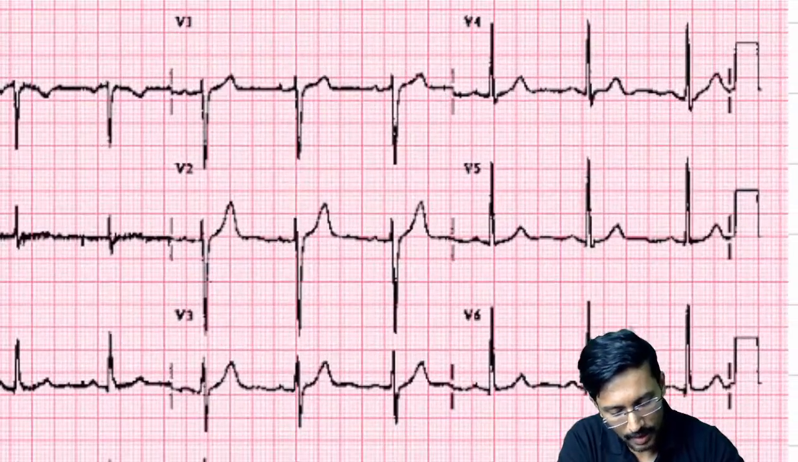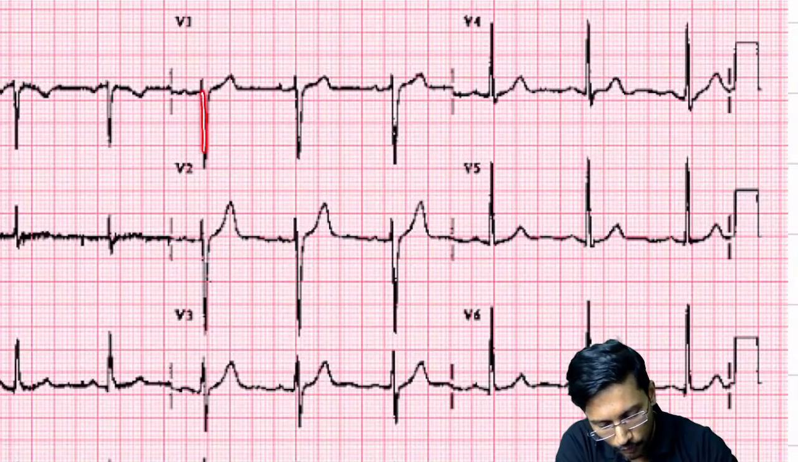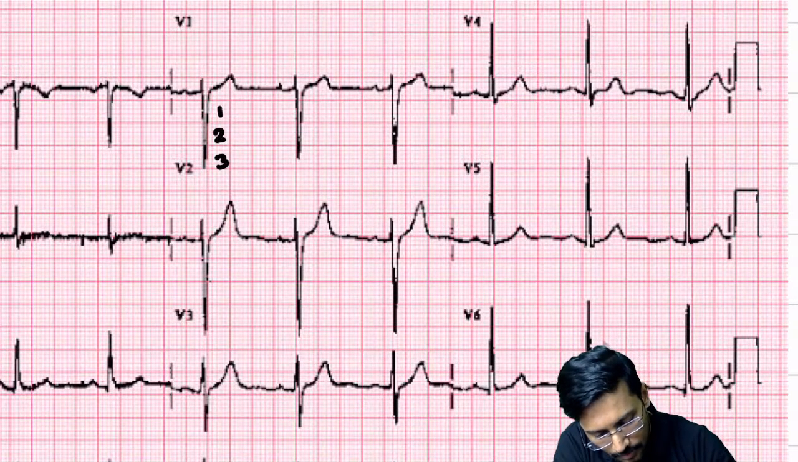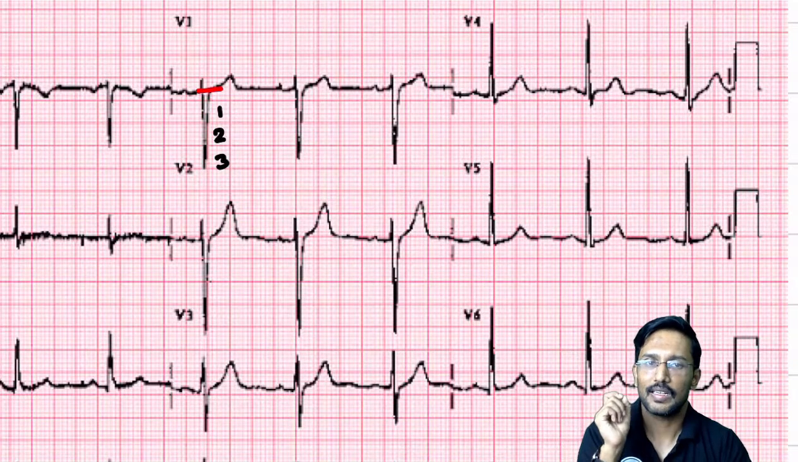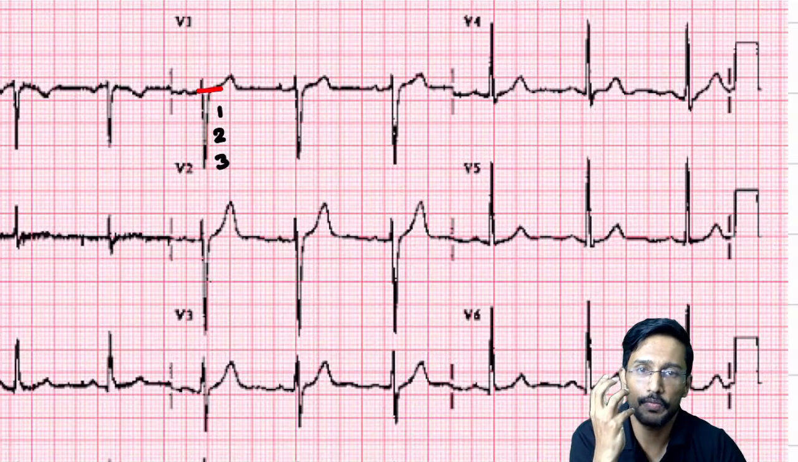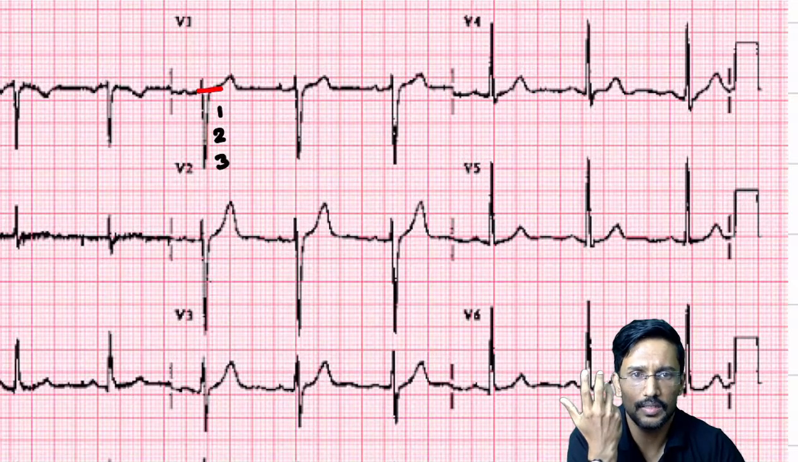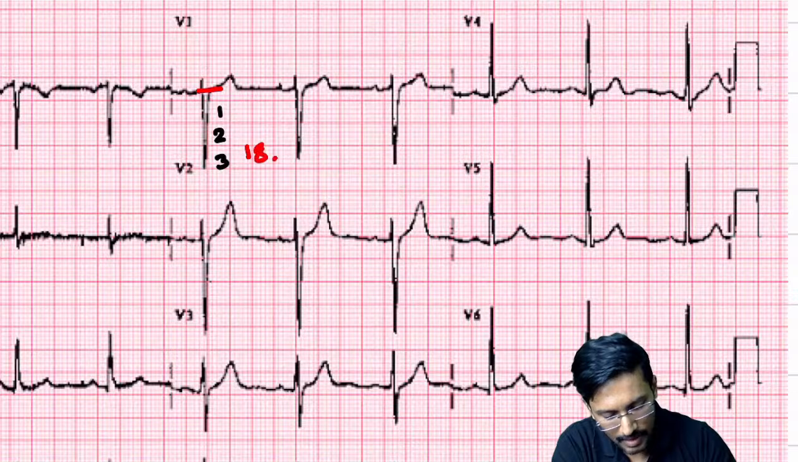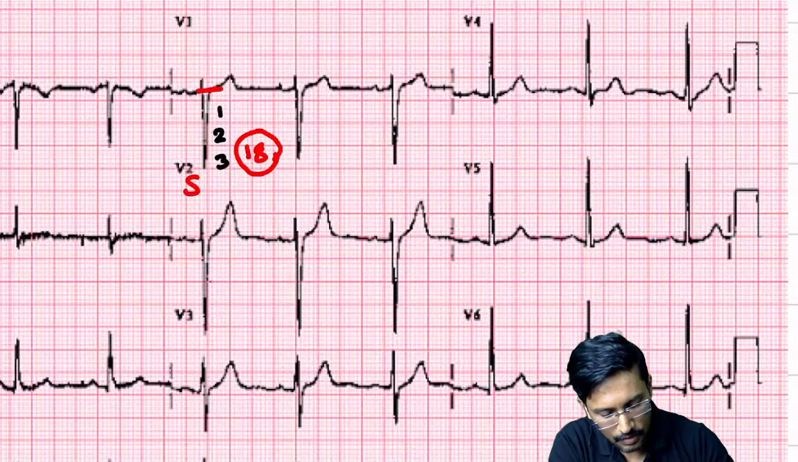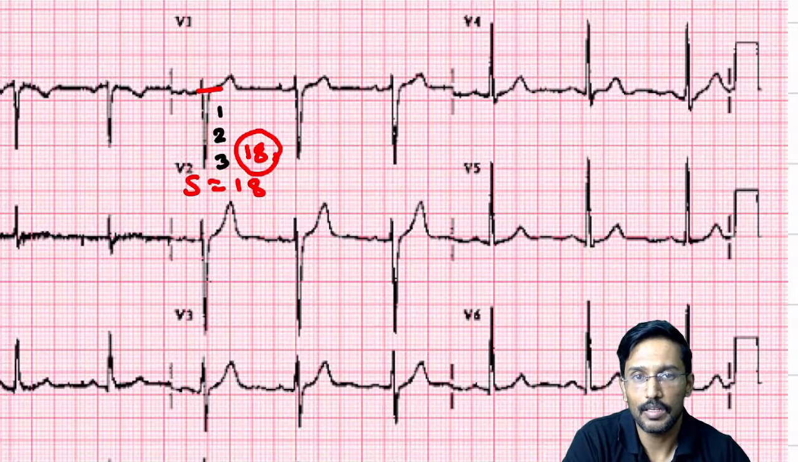Now let me calculate the amplitude of S in V1. What is the amplitude of S in V1? It appears to have 1, 2, 3 large boxes and a little more than 3. It is 3.5 large boxes. 3 large boxes is 15, plus another half. Let me take it as 3. So it is around 18 here. 18 small boxes. S is equal to 18, or 1.8 millivolts.